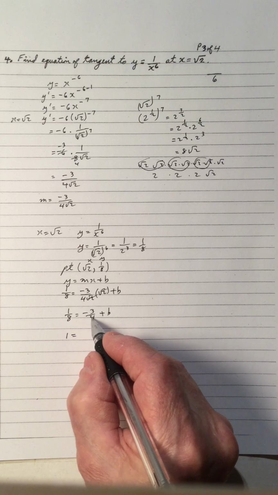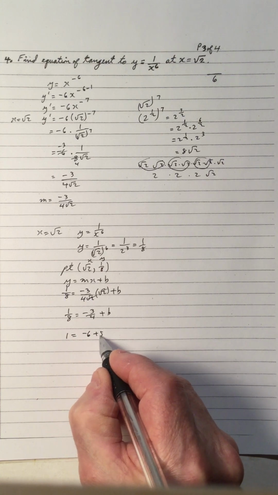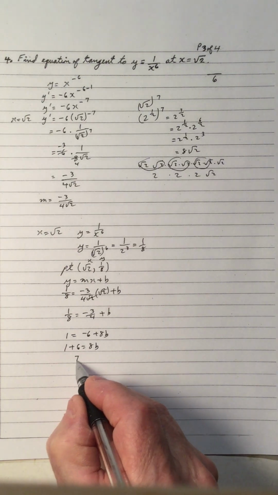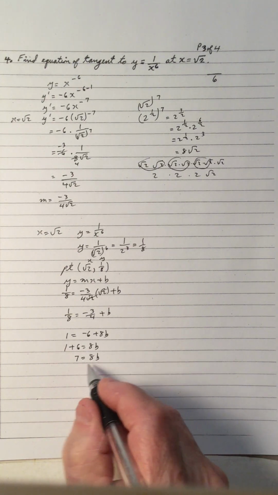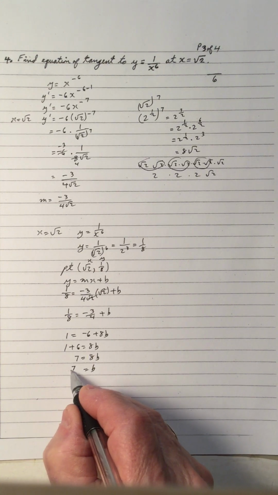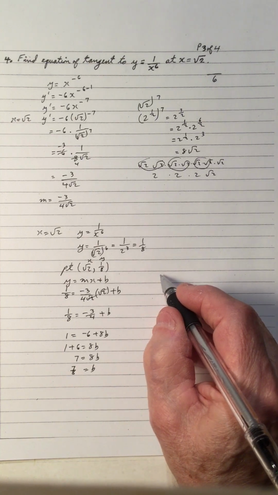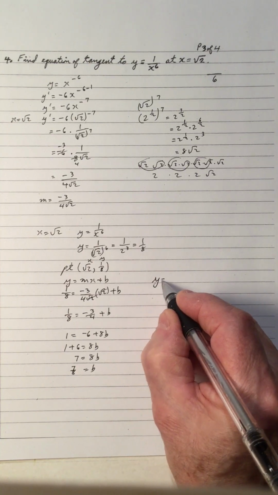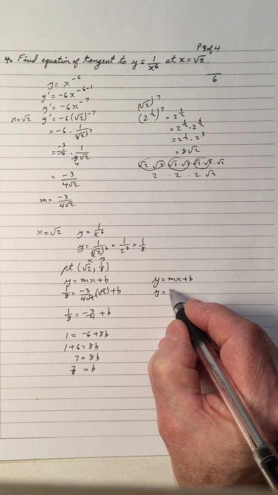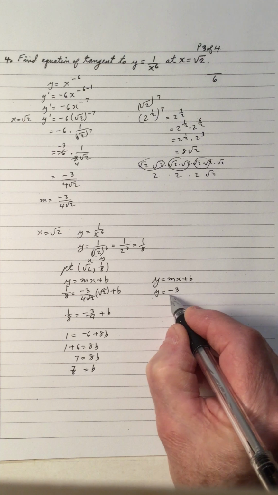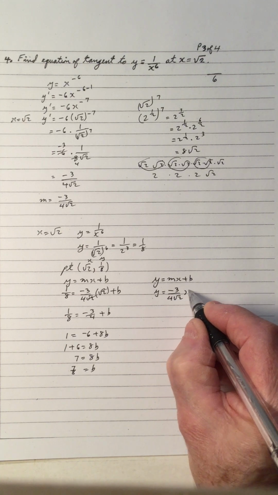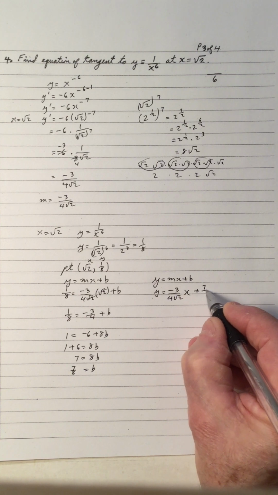8 times 3 over 4 is -6. 8b. 1 plus 6 equals 8b. 7 equals 8b. So divide by 8, I get 7/8. So we have y equals mx plus b is the equation. The slope is -3 over root 2, and x and the b is 7/8.